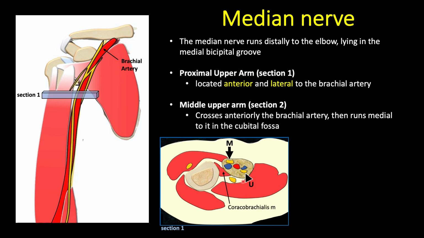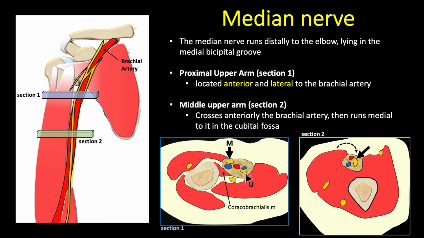We can also see at this level the ulnar nerve, which is located within the anterior compartment, just posterior to the brachial artery. If we then move to section 2, a little bit distally, we see that the median nerve travels anteriorly, but it curves around the brachial artery medially to it and travels in the anterior cubital fossa, just a little bit posterior to the brachial artery.